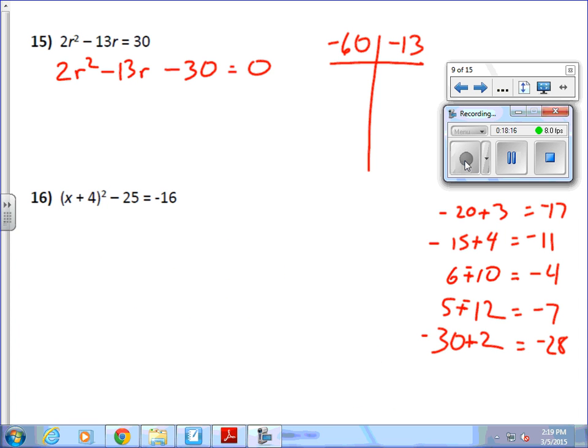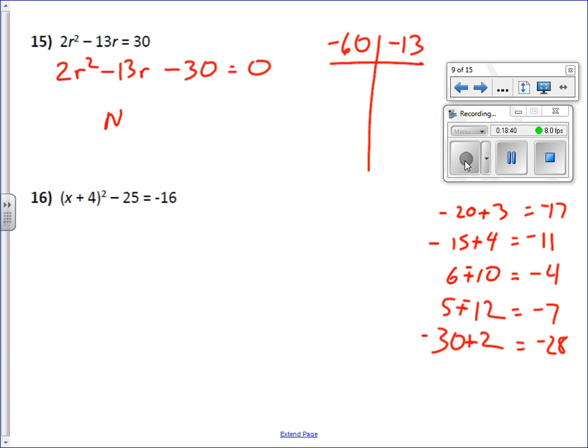So as I go through and evaluate all of my, well, number 15, I evaluate all my factors of -60, I will see that none of them will add up to -13. So okay, this is prime, and I can't factor it, which means it has no real solution, but it's prime.